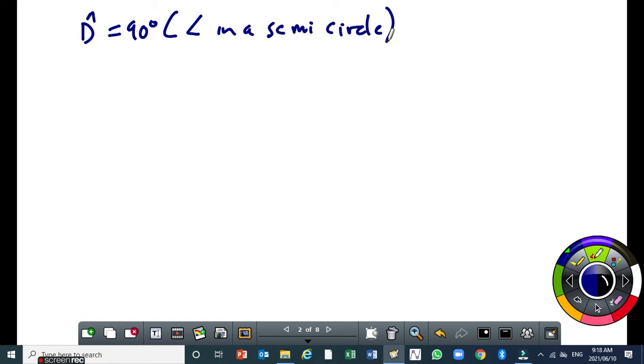You understand that? Okay, then once you have got that, then you say D1 is equal to C2 based on my diagram. And both are equal to 33. They are angles in the same segment.